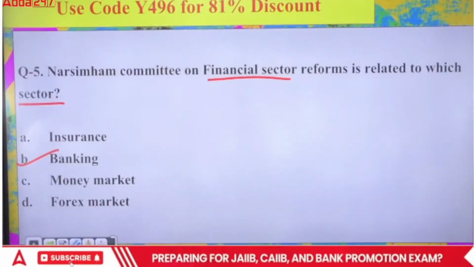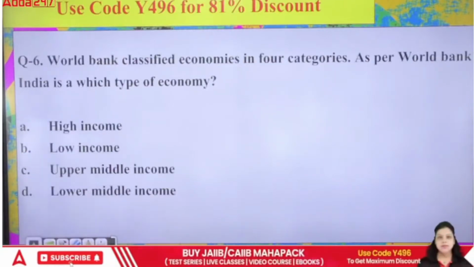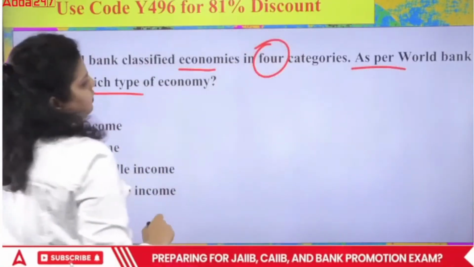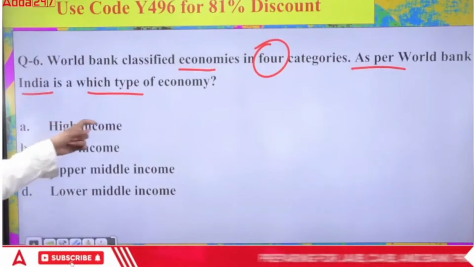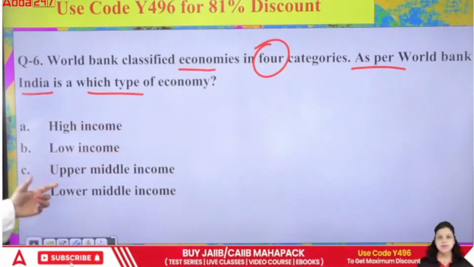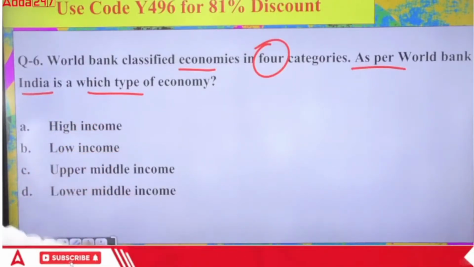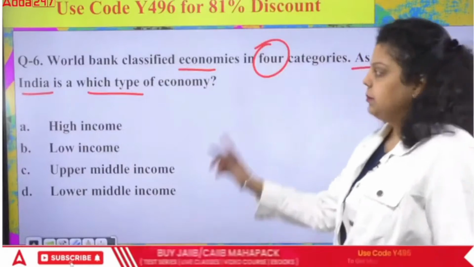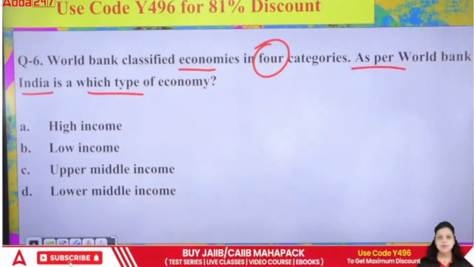Okay, next. The World Bank classified economies into 4 categories. As per the World Bank, India is which type of economy? Is India a high income economy, low income economy, upper middle income economy, or lower middle income economy? What kind of category has the Indian economy been identified under by the World Bank? A, B, C, or D?